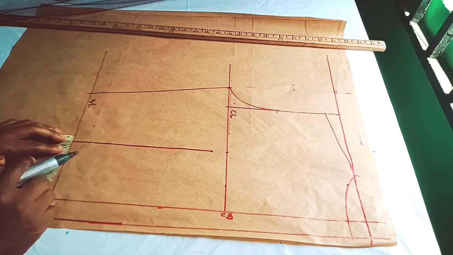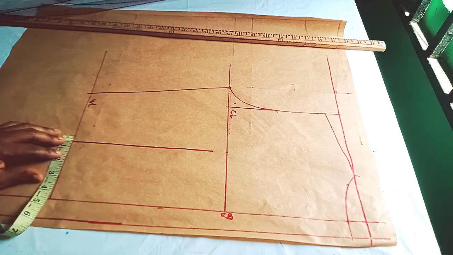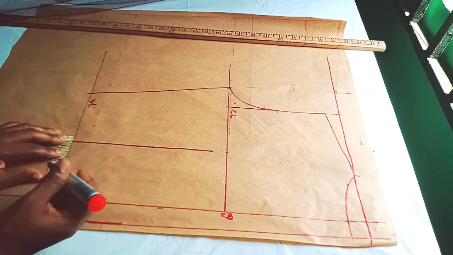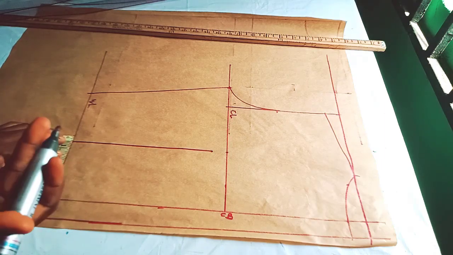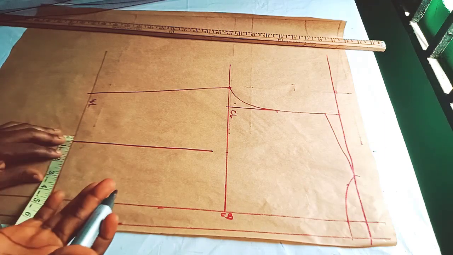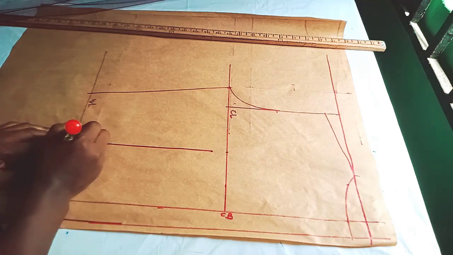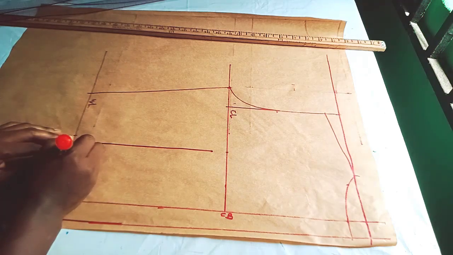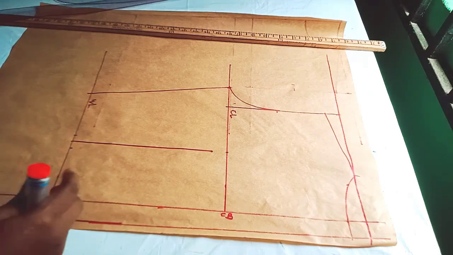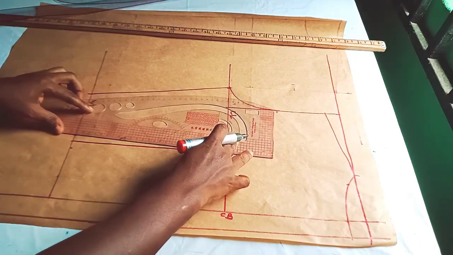Our dart intake for the back will be 1 inch. It also varies for body type. For smaller body type, we'll take 1 inch. For bigger body size or body type, we'll take 1.25 inches, 1.5 inches. So it actually depends on your body type. Then I'll connect it to this point.